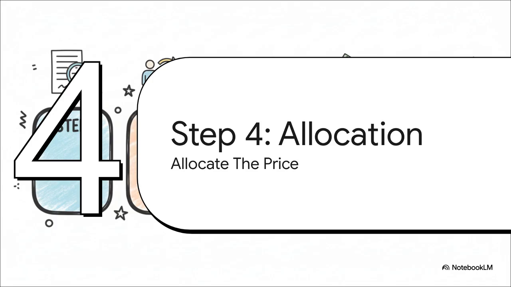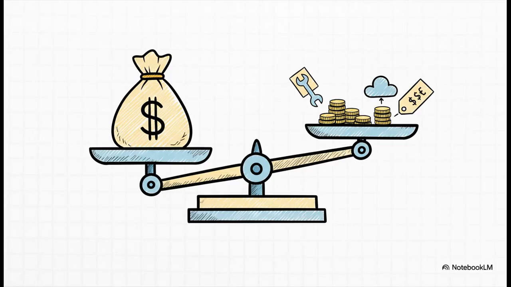So, quick check-in. We have a total price from step 3, and we have our separate promises from step 2. Step 4 is where we connect them. We've got to take that total price and slice it up, allocating a piece to each individual promise we made. The rule here is actually pretty simple and fair. You allocate the total price based on the relative standalone selling price of each item.